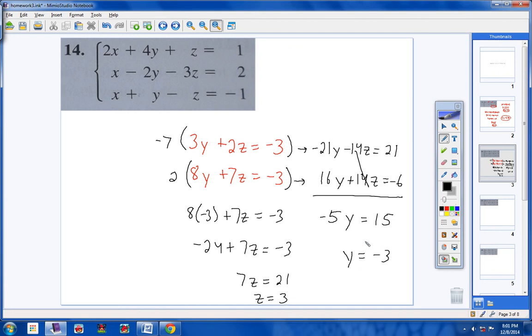Okay, so now I know what y equals. Now I know what z equals. So you can go into any of these equations up here and solve for x. I'm going to go with the bottom equation right here. So for the x, I have x. For the y, I'm going to put negative 3. For the z, I'm going to put 3. And all of that equals negative 1.